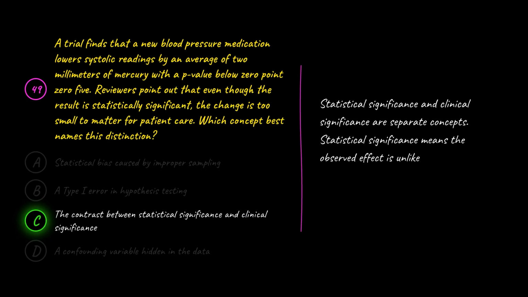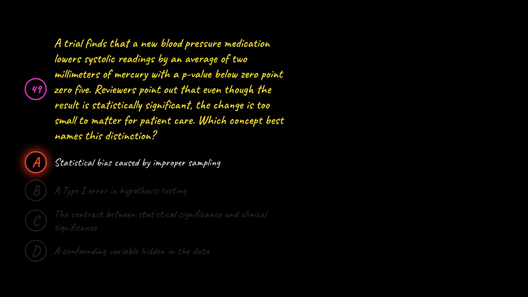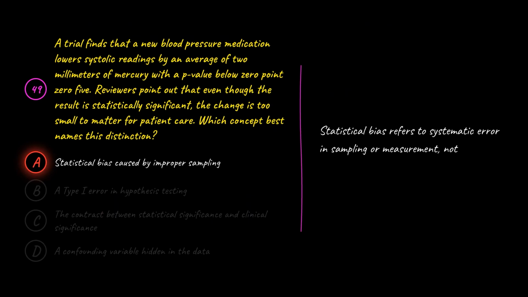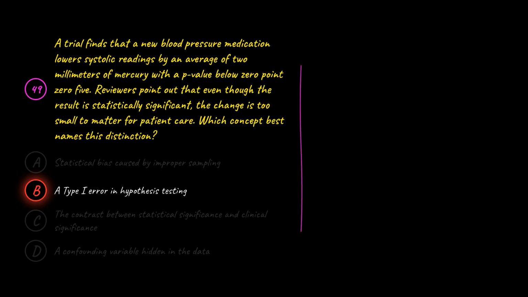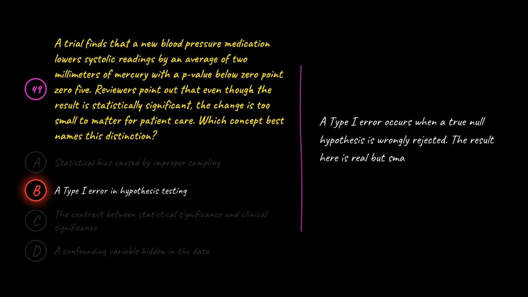A 2 mm drop can pass statistical thresholds yet fail to change patient care meaningfully, illustrating the gap between the two ideas. A is wrong because statistical bias refers to systematic error in sampling or measurement, not to the size versus significance distinction. B is wrong because a type 1 error occurs when a true null hypothesis is wrongly rejected. The result here is real but small, which is not a type 1 error.